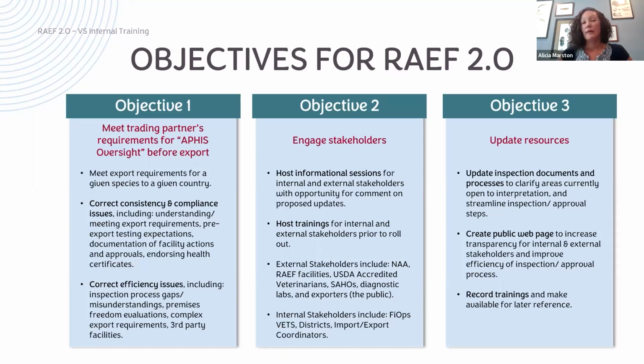Our third objective was to update our resources. So you'll see that we've made some updates to inspection documents as well as the process for clarification and to streamline the overall inspection and approval process. We have also created a public website, and so this will go live probably in a couple of weeks. But you'll see that it will have step-by-step guides. We'll have all of our publicly available inspection documents available on our website, and just creating more transparency of the overall process.